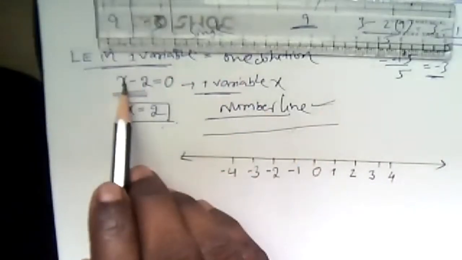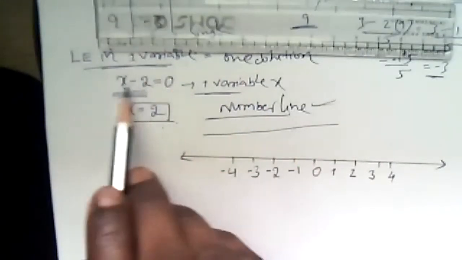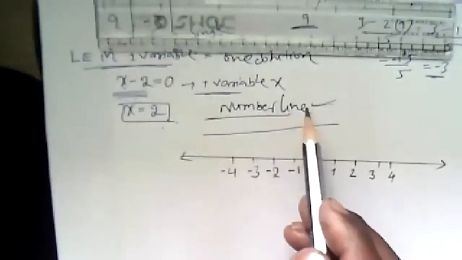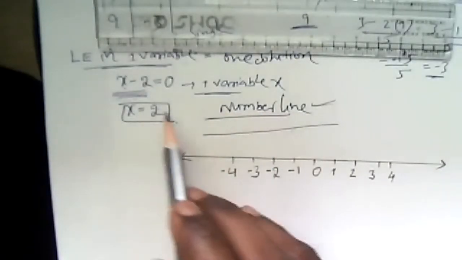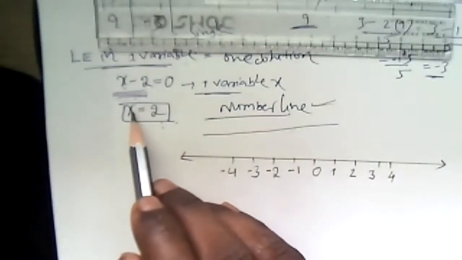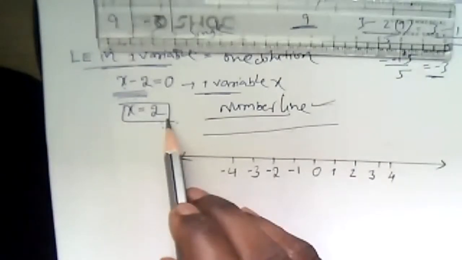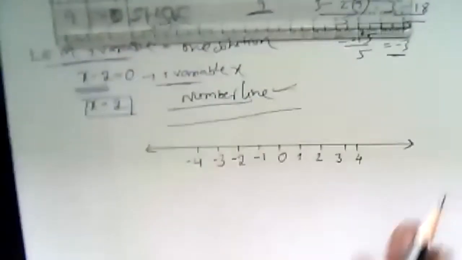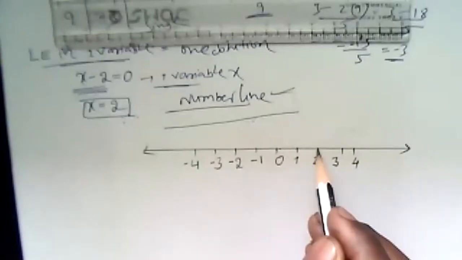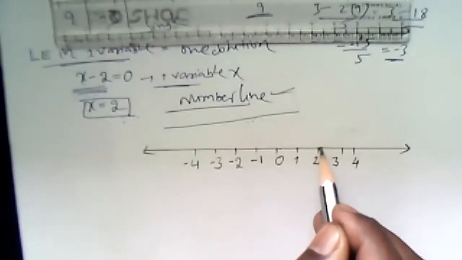Clear? Represent the solution of this equation on the number line. We already obtained the solution. The solution is x is equal to 2. x is equal to 2 means where does it come? 0, 1, 2. Yes, this is the solution.